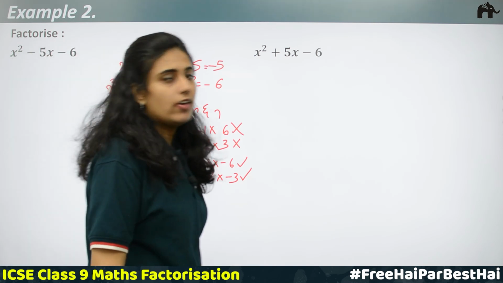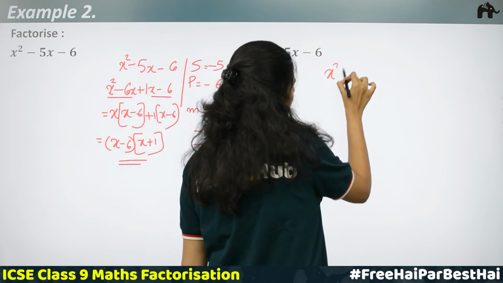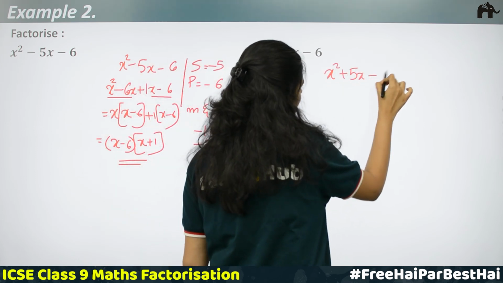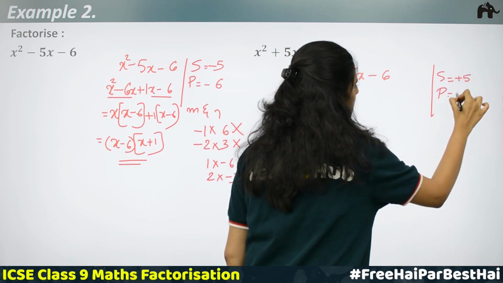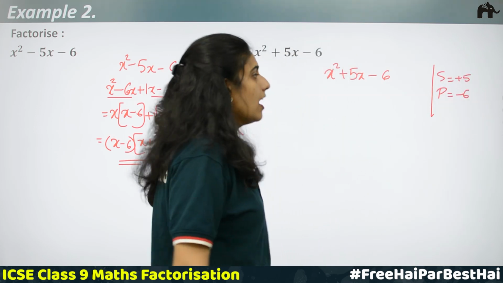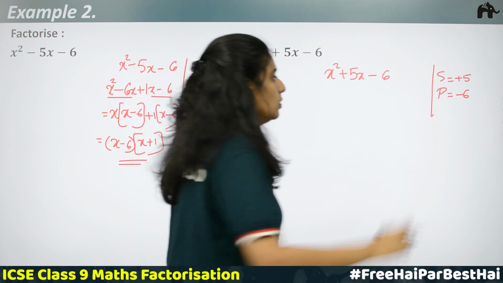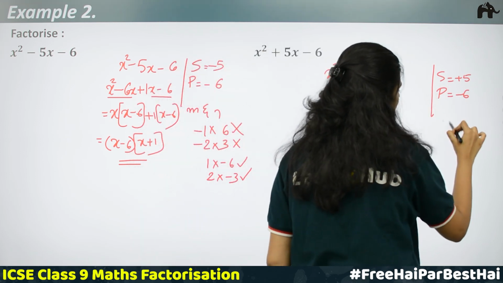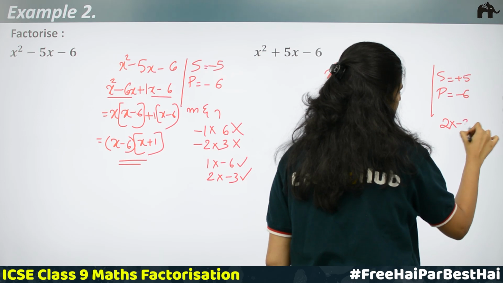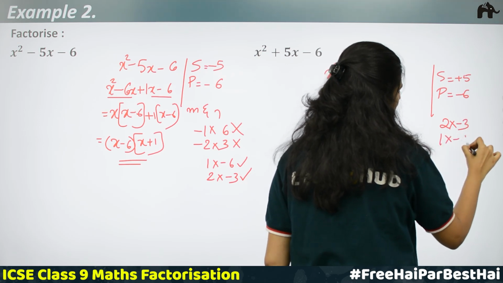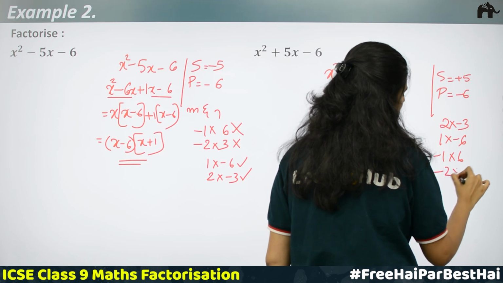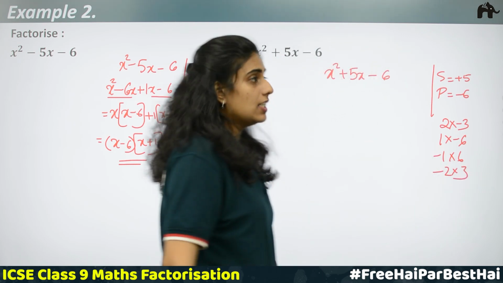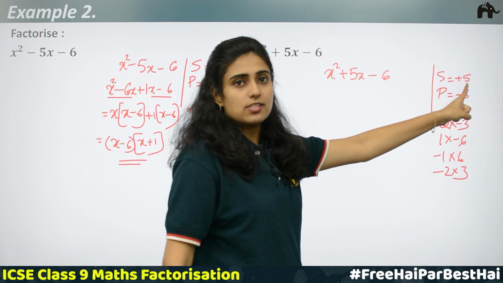Okay. Now the next one, here you can see x square plus 5x minus 6. Sum should be plus 5 and the product should be minus 6. Okay. How do we get product minus 6? To get product minus 6, it should be 2 into minus 3, 1 into minus 6, minus 1 into 6, minus 2 into 3. So here you can see that the sum is positive.